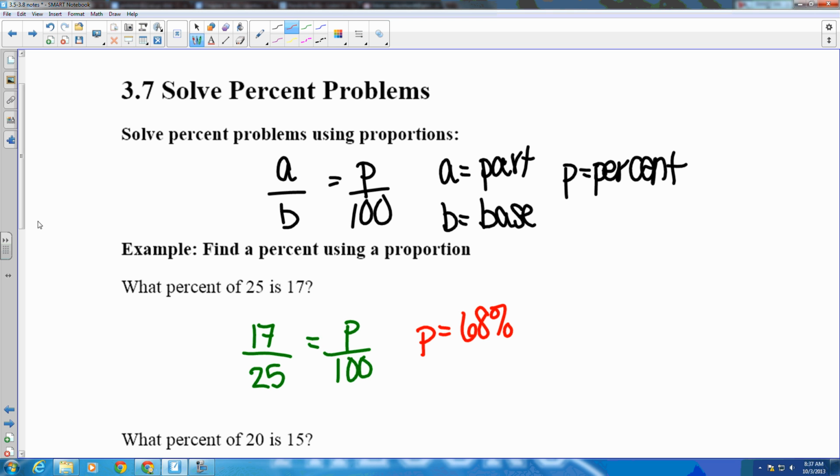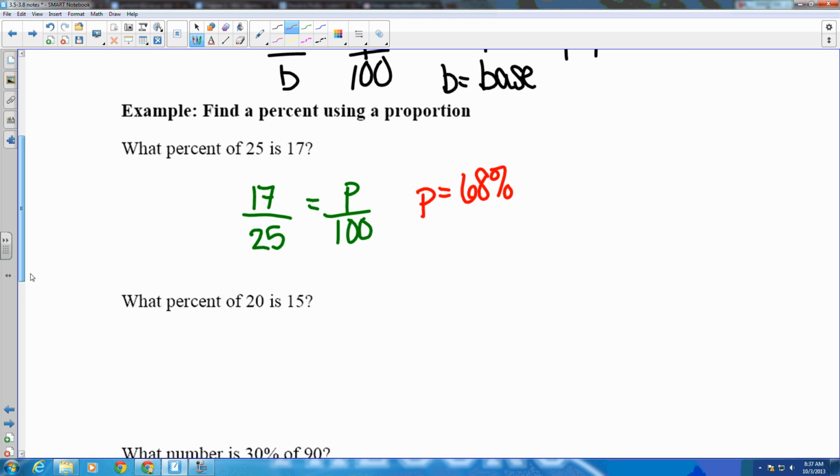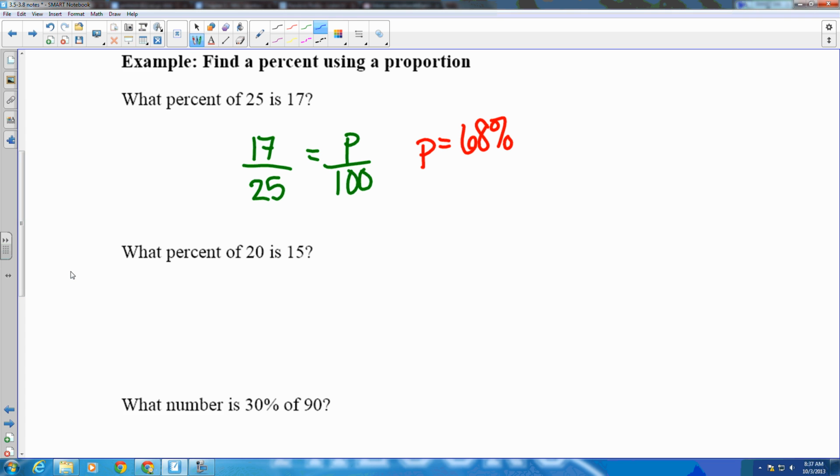When you have a percent, you always have to do that label on the end. You can't just say P equals 68. What percent of 20 is 15? So this one's the exact same. 15 is our part, 20 is our whole, and that's 75%. Doesn't matter how you solve it, whenever you prefer.